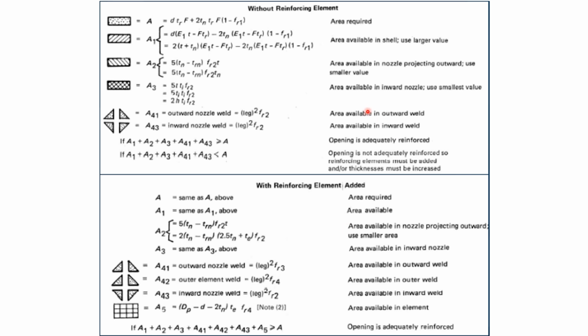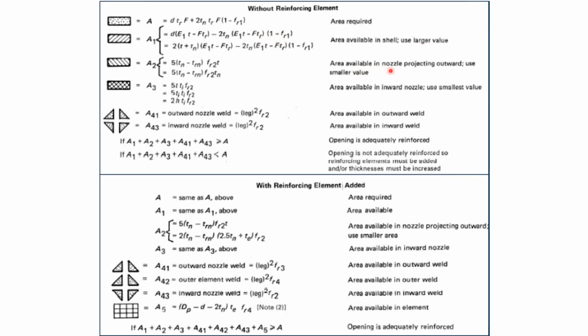If you go to the next slide, it's a continuation picture only. I have taken two slides. Don't go to a conclusion directly that you have to use a reinforcement pad. First, you check this area of replacement formula. You check A1. There are two formulas for area available in shell; use the larger value. You check both formulas and take the larger value.